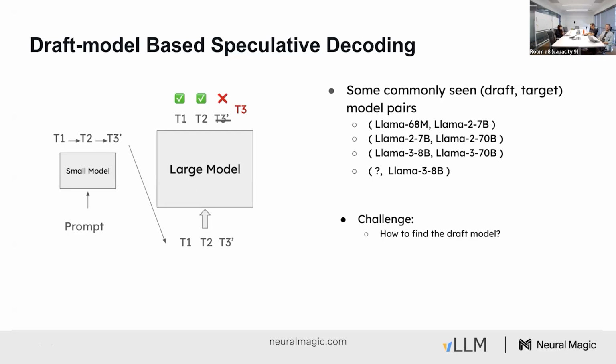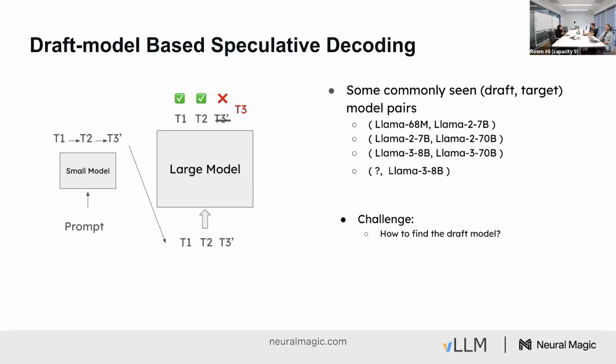But as a user, you might have a question like, how do I pick the draft model? Right? You don't want the draft model to be too large, because running the draft model may cause some overhead. At the same time, you also want it to have a good accuracy. Basically, you want a good speculation accuracy so that you can get better speedup. So the challenge here is, how do we find the draft model?